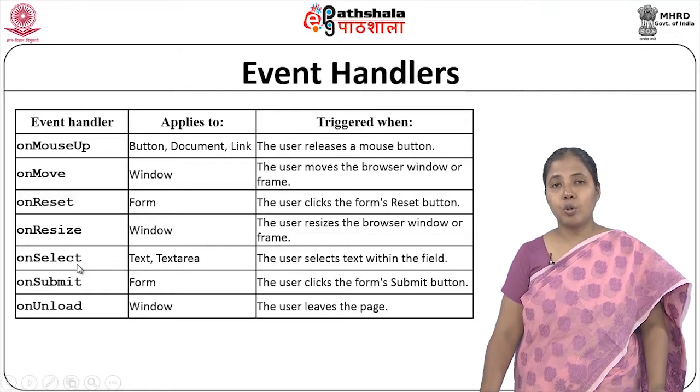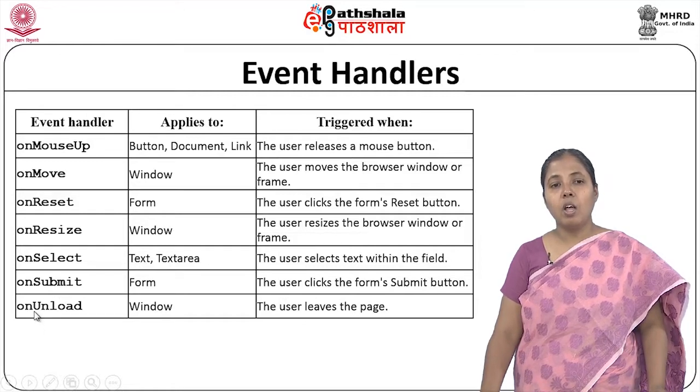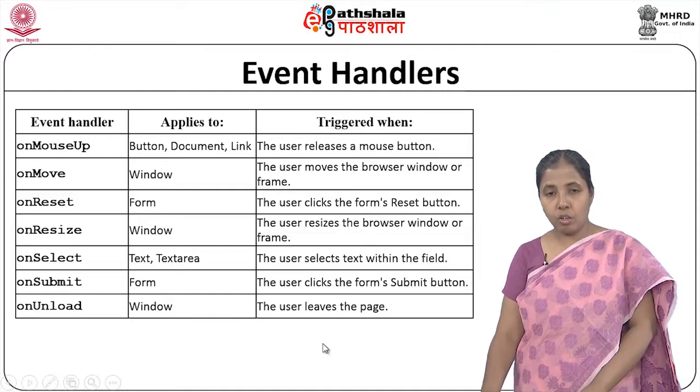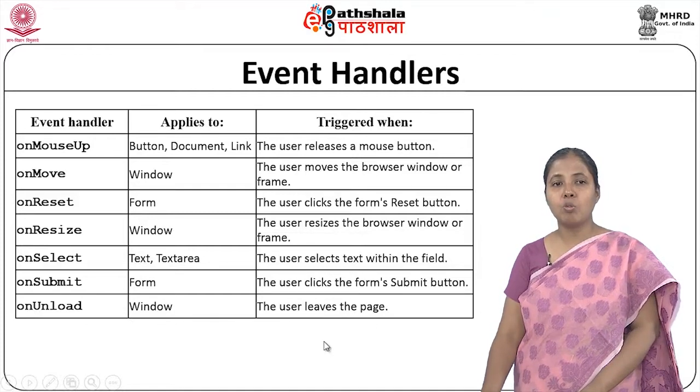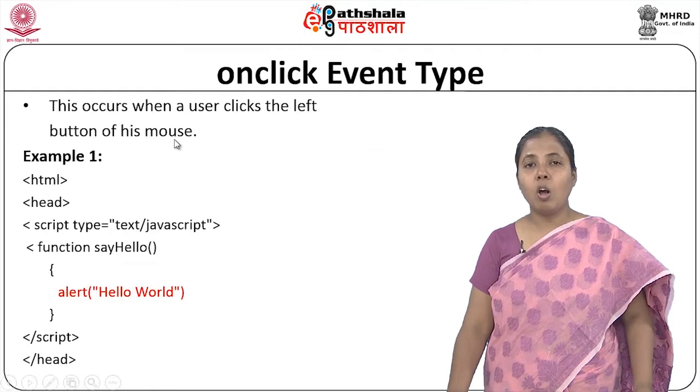On select is when the user selects text in a text field or in a text area. The on submit event handler would be triggered when the user submits a form to the server, and on unload when the user leaves the page. So, these are the common or typical event handlers one would be using when working with HTML DOM and event handling. And onClick is a typical event.